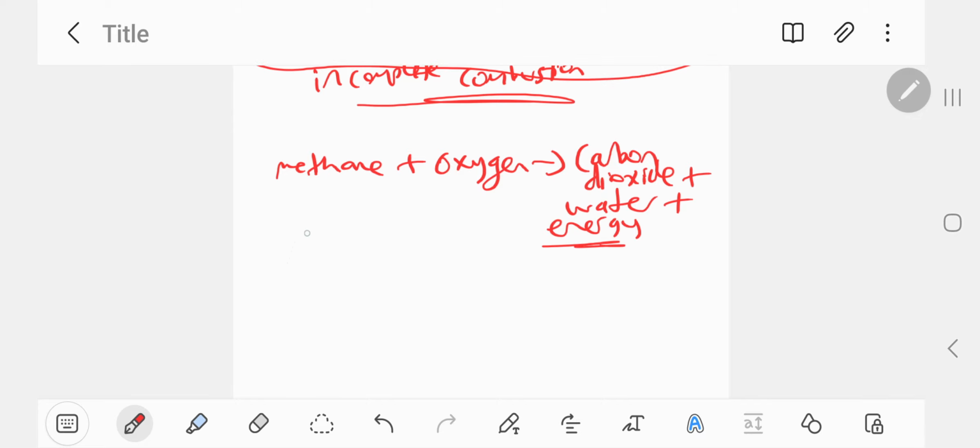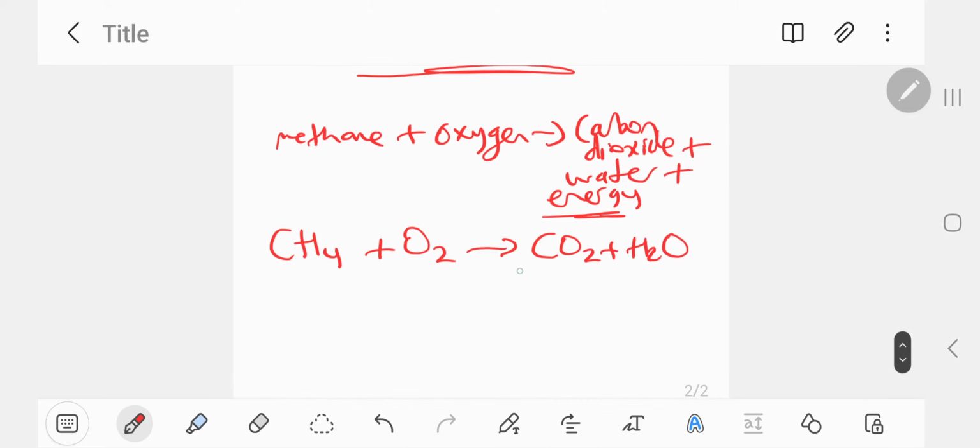Here's the chemical equation. Methane has a formula of CH4. You don't need to know this for the exam. They'll probably give you the chemical symbol for methane. Oxygen is O2, makes carbon dioxide, CO2, plus H2O plus energy. I'm not going to write the energy.